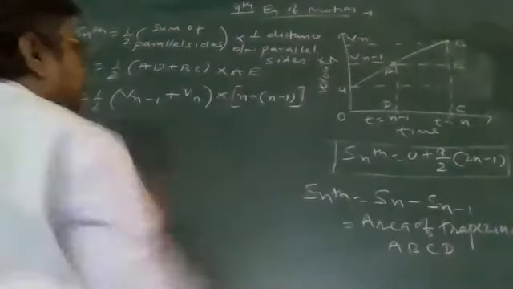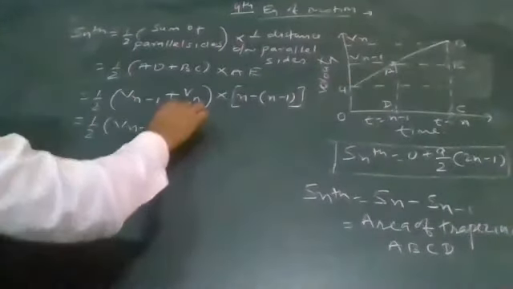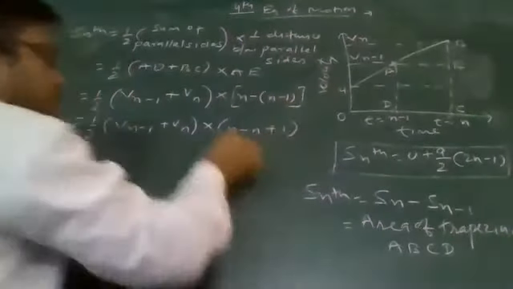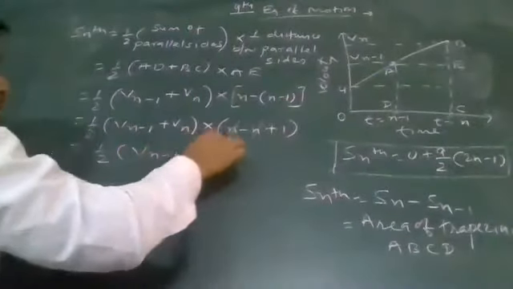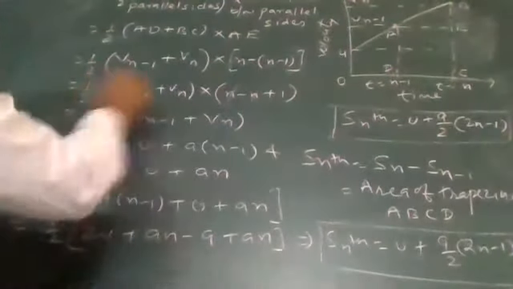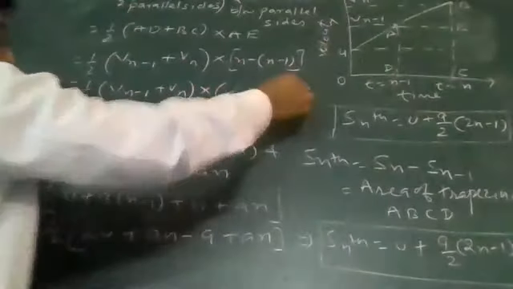If you resolve it, it is half Vn minus 1 plus Vn into n minus n plus 1. The n cancels, and you will get only 1. That means you will get only half of Vn minus 1 plus Vn, half of the sum of parallel sides. See the equation again carefully: half Vn minus 1 plus Vn into n minus n plus 1.